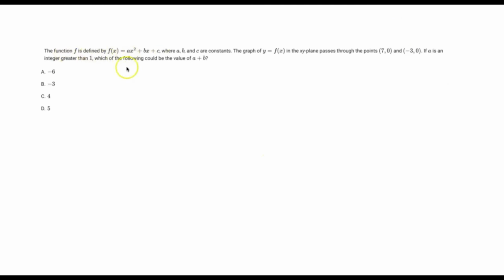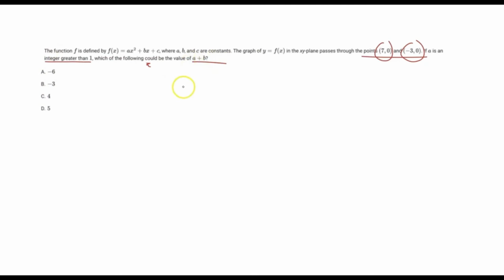Function f is defined by the standard form of a quadratic. A, b, c are constants. When its graph is drawn, it passes through these points. So these, 70 and negative 30, these are the x-intercepts. It says if a is an integer greater than 1, which of the following could be a value of a plus b? So could means that there are multiple possible values, but just based on our selections with our choices, which one could be a value of a plus b?